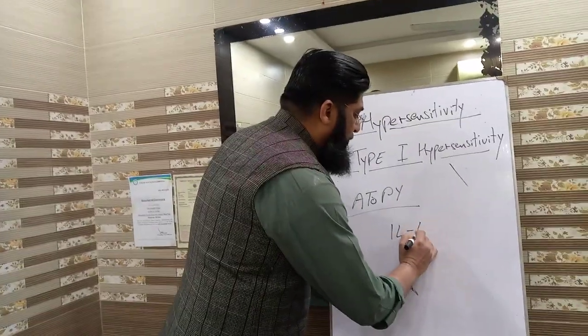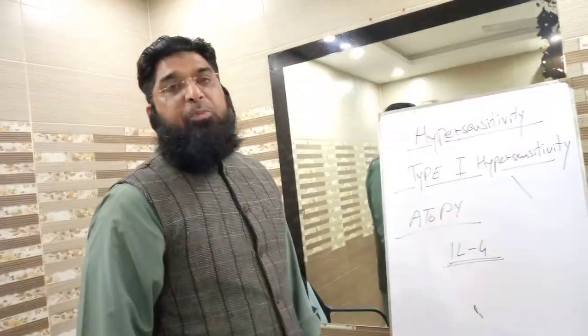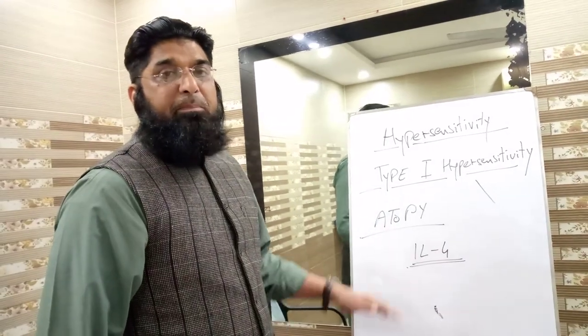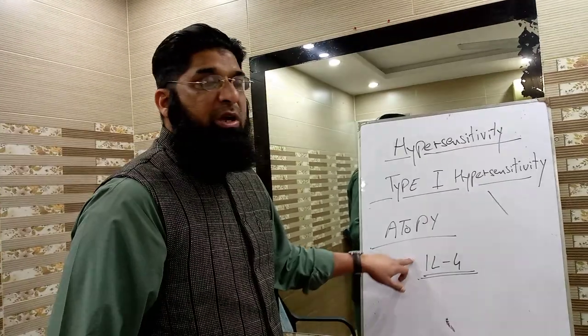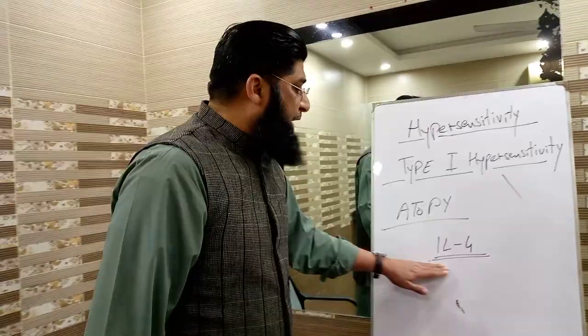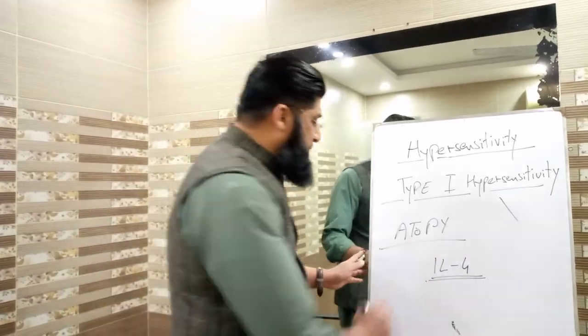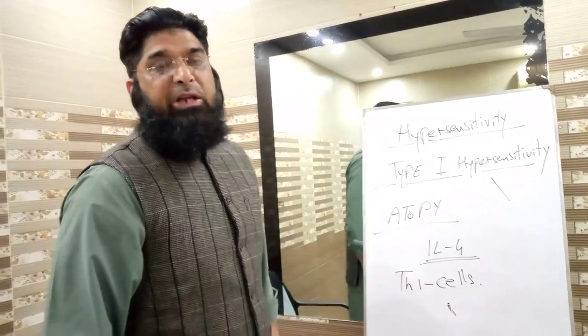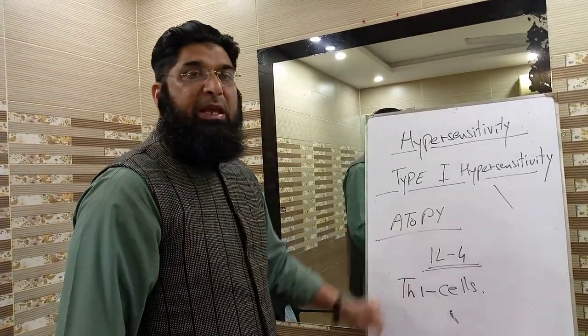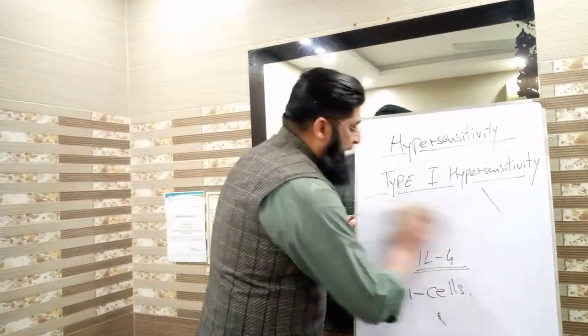Okay, students? Now, why does this atopy happen? This is because mainly of production of interleukin 4. Atopic individuals have by birth increased tendency of interleukin 4, which leads to increased production of immunoglobulin E antibodies. And this interleukin 4 is produced by Th1 cells, which are a subpopulation of T lymphocytes. Okay, students, atopy.